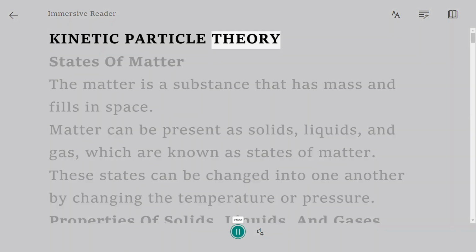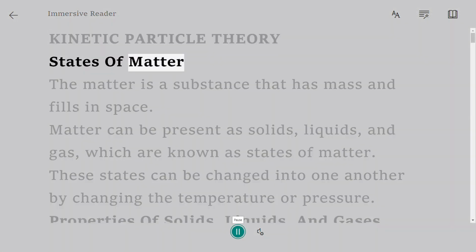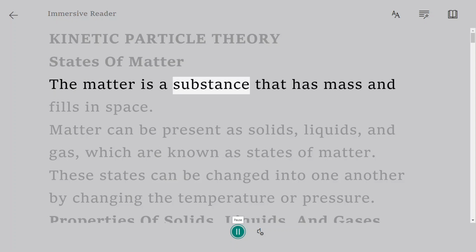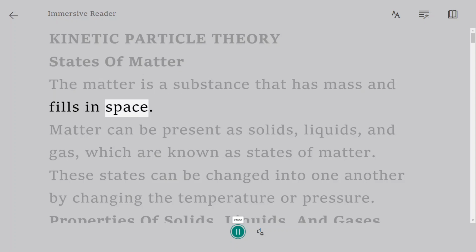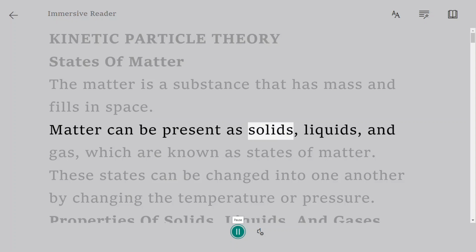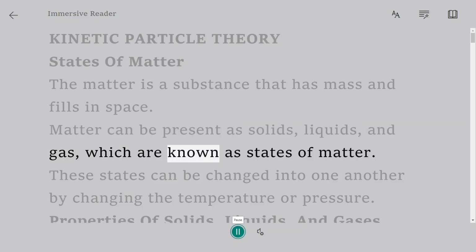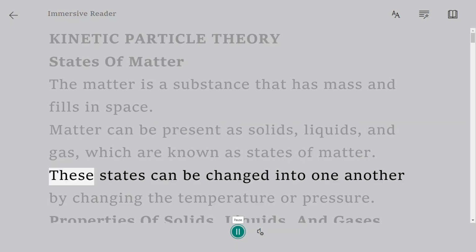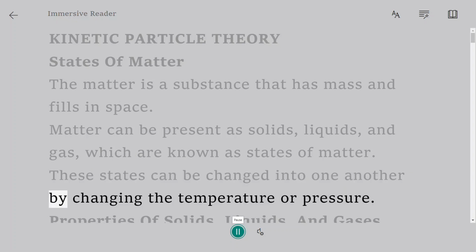Kinetic particle theory. States of matter. Matter is a substance that has mass and fills space. Matter can be present as solids, liquids, and gases, which are known as states of matter. These states can be changed into one another by changing the temperature or pressure.